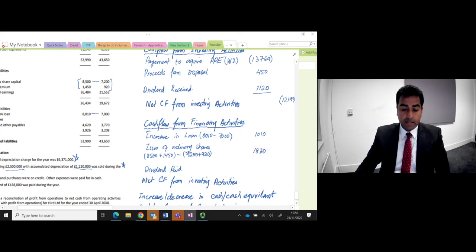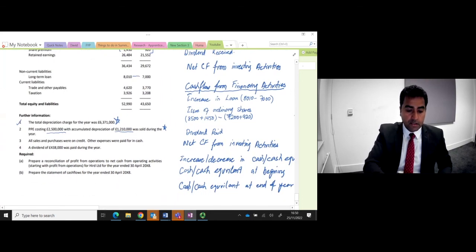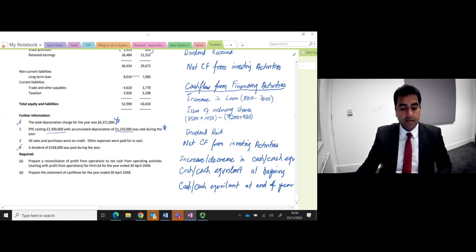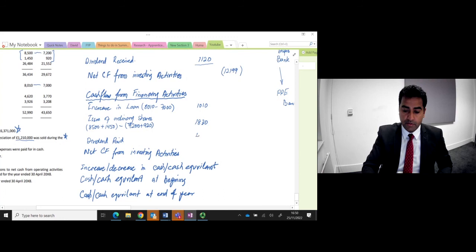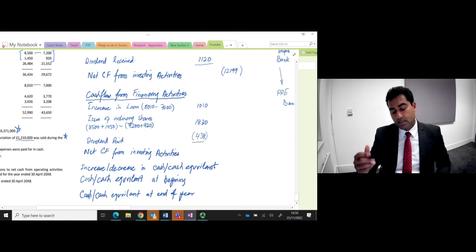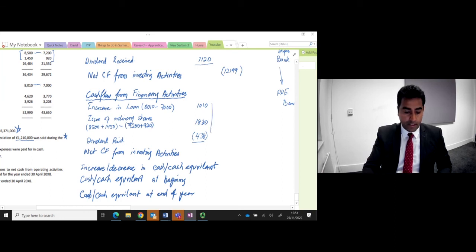Any dividend paid? Let's have a look. Yes, note number 4 says the dividend paid is 438,000. So I'm going to record 438, and that is dividend paid. So this is cash outflow, so it should be in negative. So let's add all three of them. The final answer is 2402.